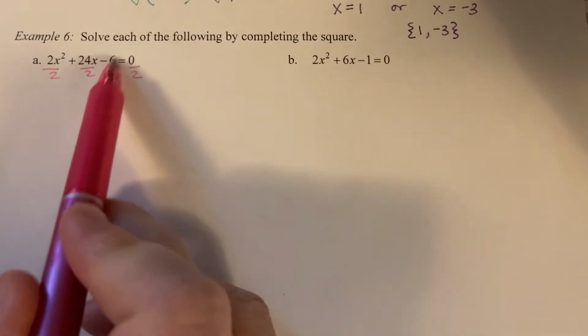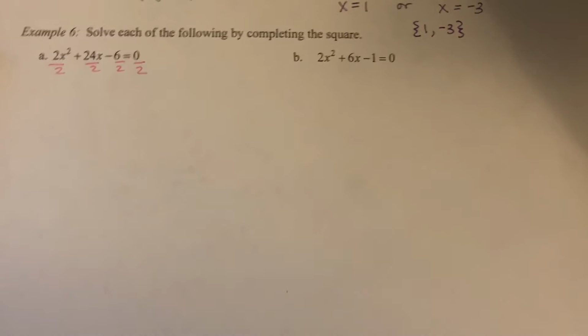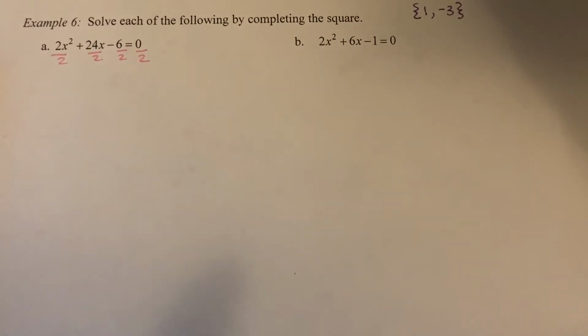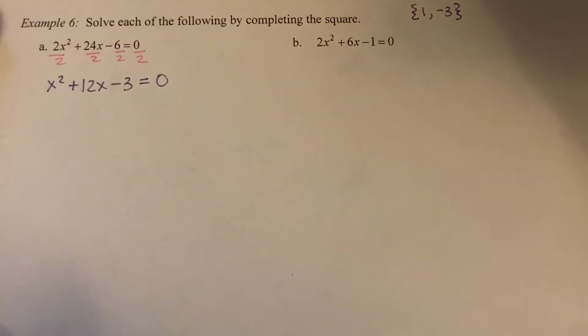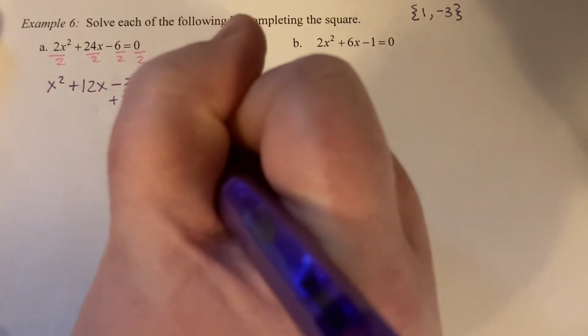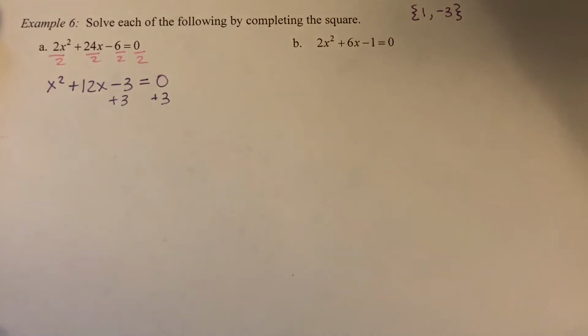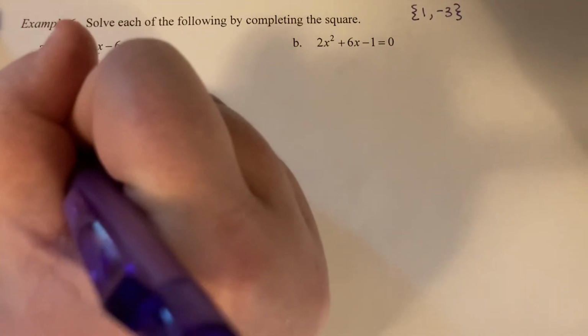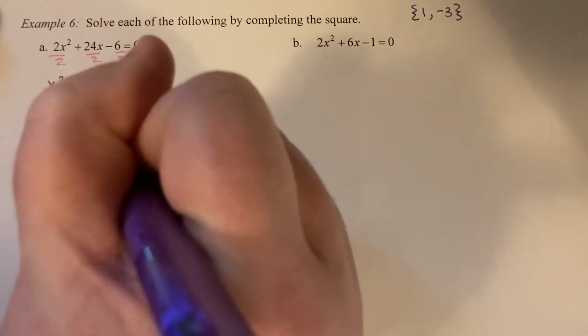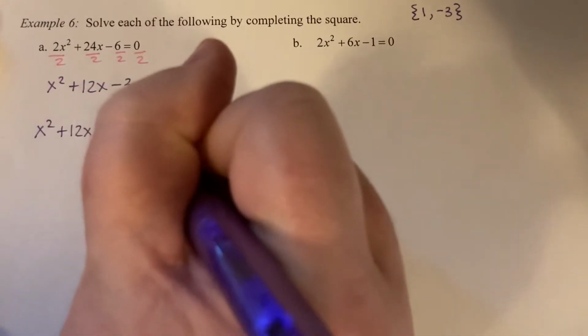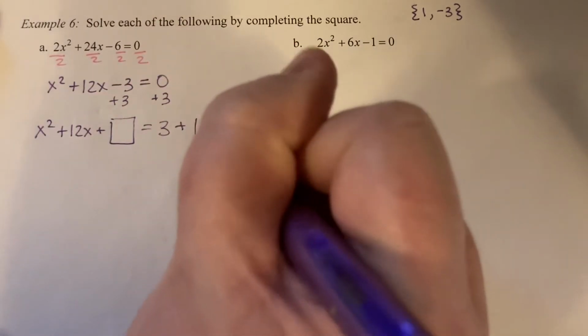If it's an equation, I'm always allowed to do anything I want as long as I do it to every piece of both sides. So now what we get is x squared plus 12x minus 3 equals 0. I'm going to add 3 to both sides because I don't want that as part of my completing the square. x squared plus 12x plus something equals 3 plus something.